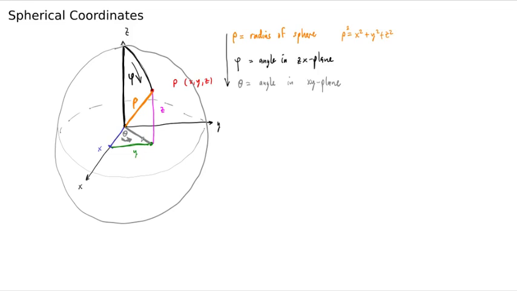But at this point we need to try to find a way to represent the Cartesian coordinates, x, y, and z, in terms of these three coordinates.